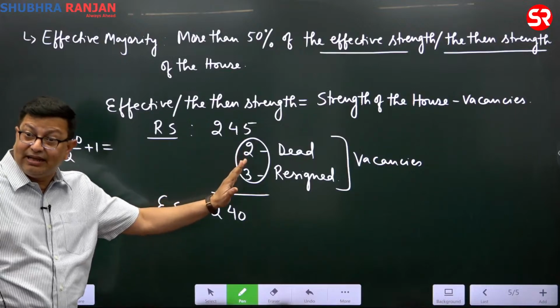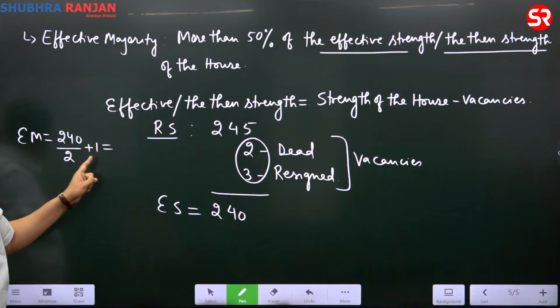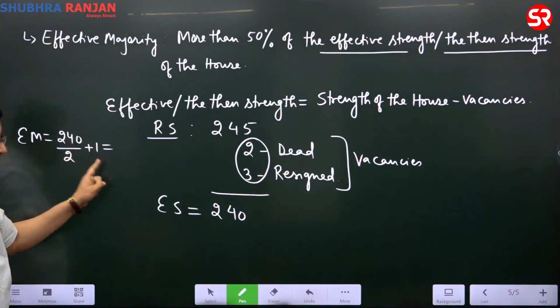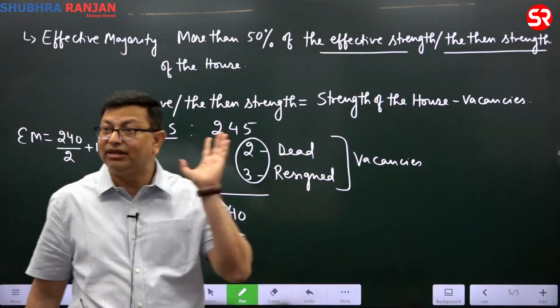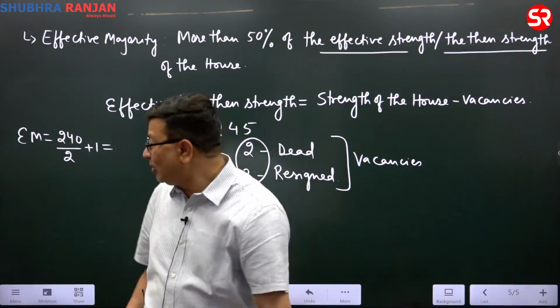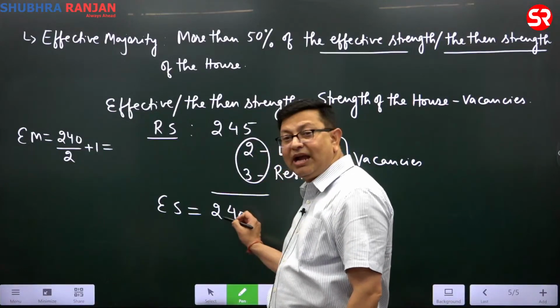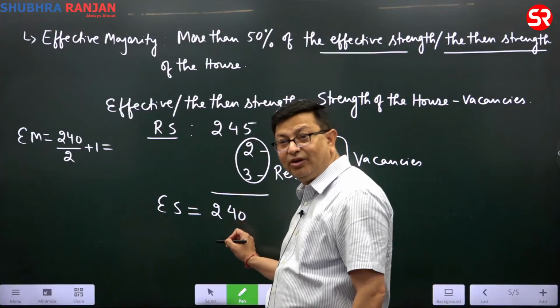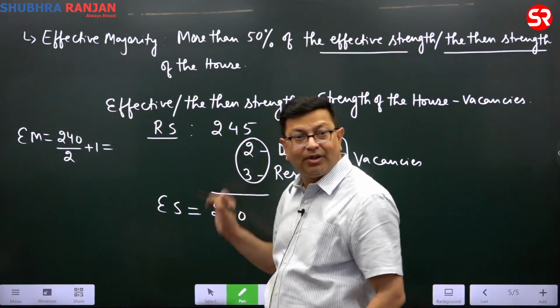That's all. This does not mean that the absent members will not be counted. They will also be counted. Even if out of the 250 effective strength 5 members are absent, it hardly matters. Otherwise it will become simple majority. So effective strength means minus the vacancies, this number, and we want a majority of 240 divided by 2 plus 1.